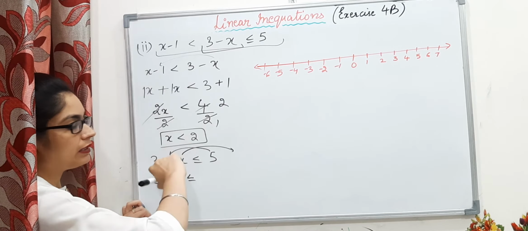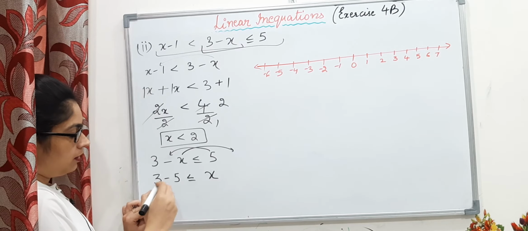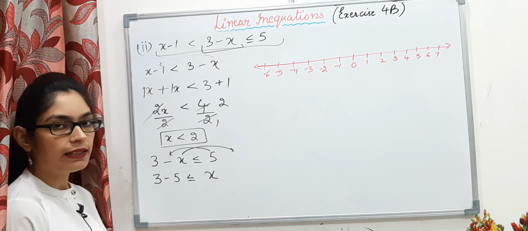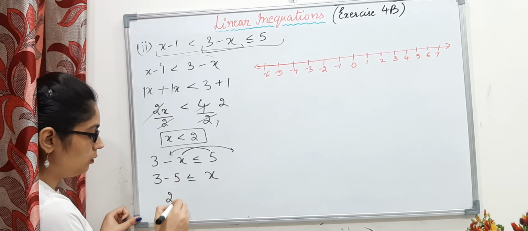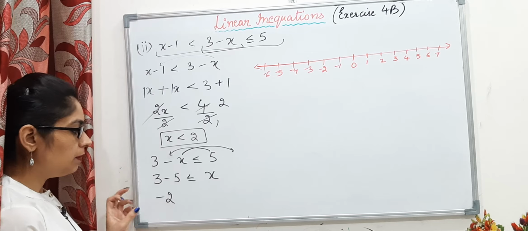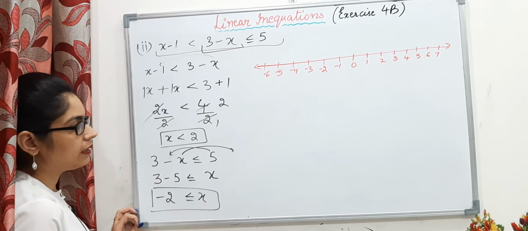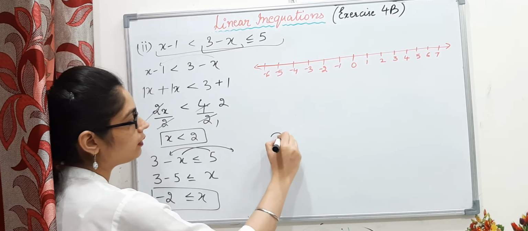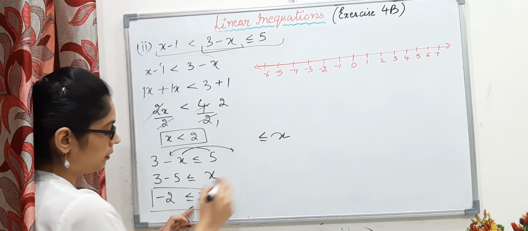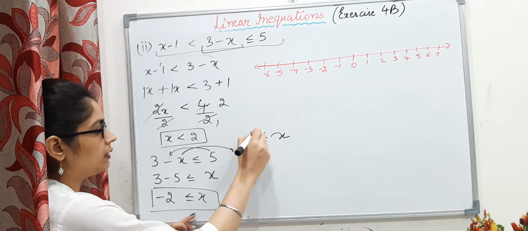Minus x, if I shift to the other side, will be changed to plus x. 3 minus 5, minus plus minus: we take the sign of the greater number. So 5 minus 3 is 2, with 5 which is the greater number, minus sign is there, so it will be minus 2, less than or equal to x. So this is the second value. If I want to write it in a single inequation, x is greater than or equal to minus 2 and x is less than 2.